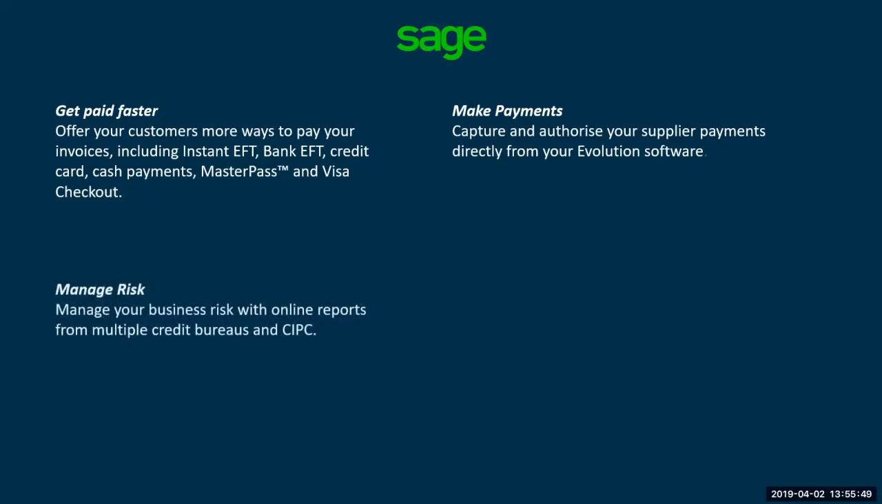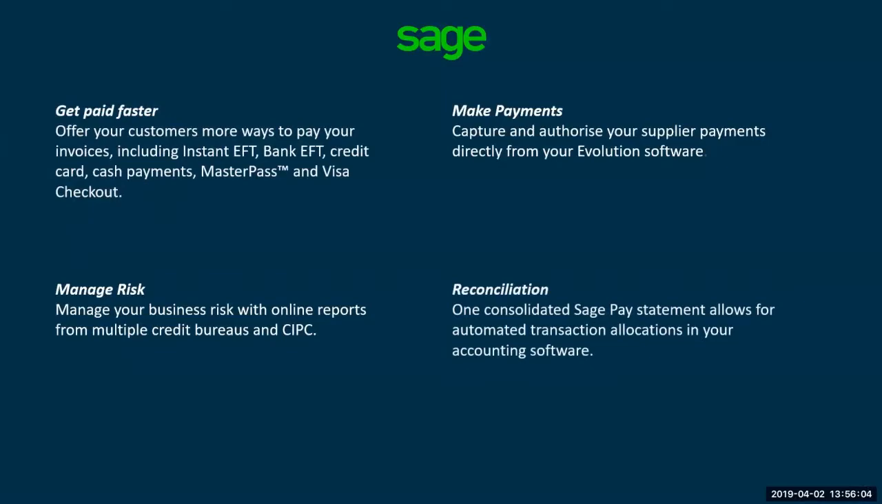All right. You can also manage your risk. Our risk report service allows you to request all types of risk reports, from bank account verifications on individuals or companies to credit checks to company reports. Reconciliation. Our SagePay statement, which is a fully itemized statement, is already integrated to your Sage 50C, which should allow you to reconcile and allocate your transactions a lot quicker and faster.